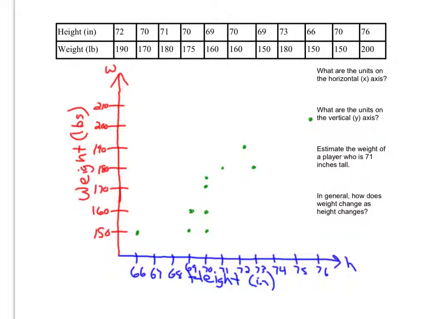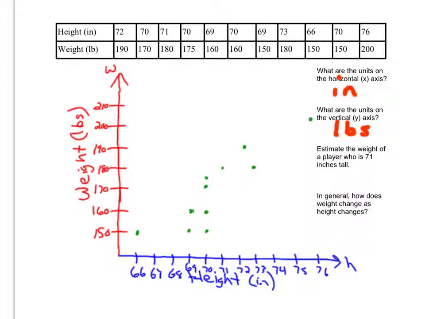The first one says, what are the units on the horizontal axis? Well, this is my height, and my unit is in inches. Okay? So we're in inches there. What are the units on the vertical axis? Y-axis, that's over here. Our unit is pounds. This says to estimate the weight of a player who is 71 inches tall.